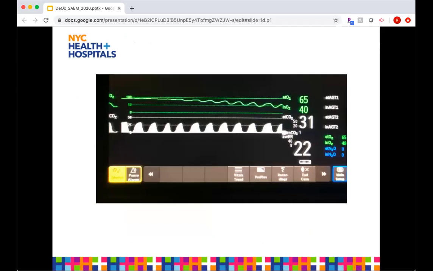Here we have a close-up of the monitor during our data collection. The green line at the top represents the volunteer's end-tidal O2 progressively decreasing on room air, and the white line is their end-tidal CO2. This number is the patient's end-tidal O2 at that point in time. This was the number we were recording every 5 seconds.